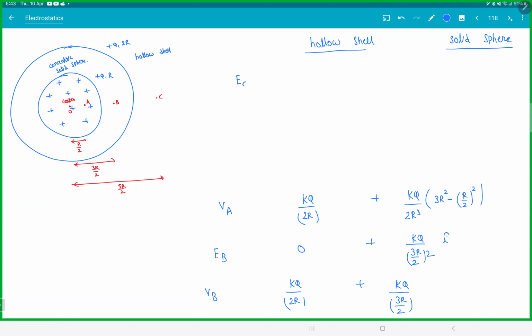And then similarly for EC, it will be K cube by 5R by 2 whole square. Now it is outside. So once you're outside, it is done. Then just like two point charges in the center, you can actually replace the whole thing with 2Q at the center and finish it off. Potential at C will be KQ by 5R by 2. Easy?